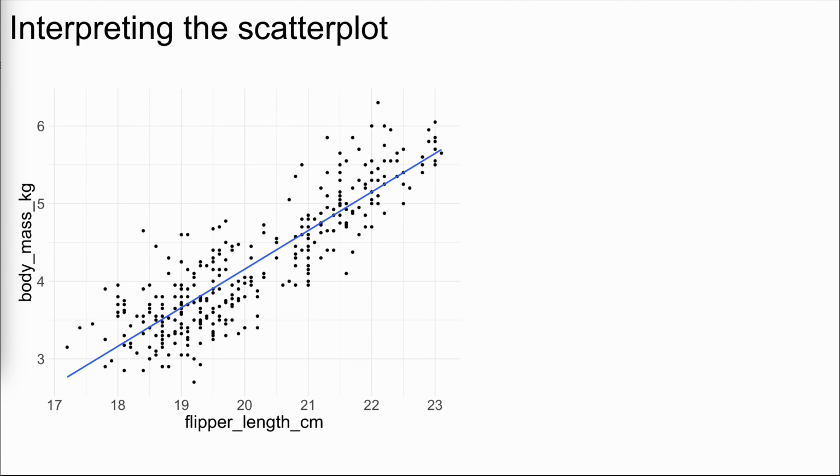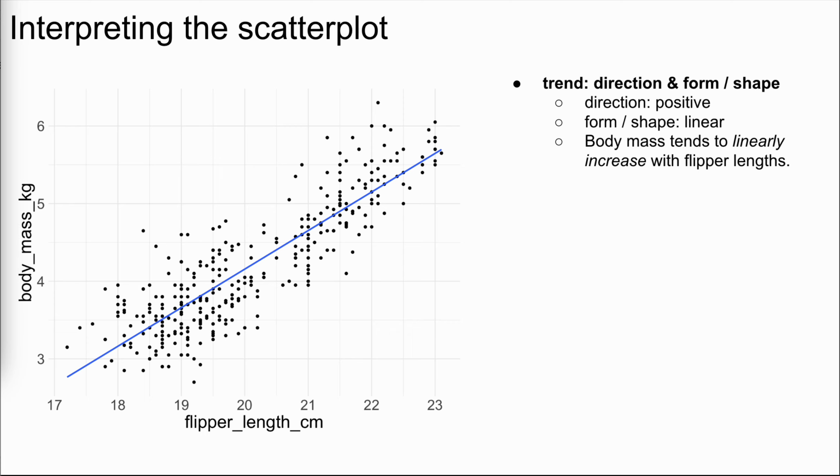Now that we've constructed the scatter plot, let's explore what it tells us about body mass versus flipper length. To begin, we can focus on the trend in the relationship, specifically its direction and form or shape. Here, the direction of the relationship is positive. The longer the flipper, the more a penguin tends to weigh. The form of the relationship is linear. The individual data points appear to vary around a line. Putting this together in context, body mass tends to linearly increase with flipper length.